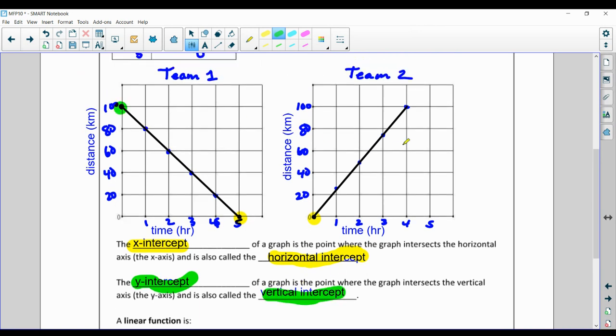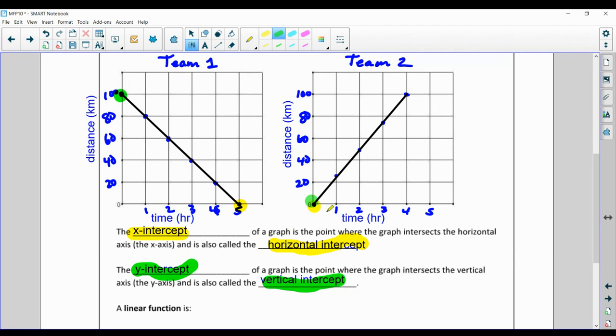So the y-intercept would be the same, actually, on this one. This is the y-axis, and it hits it at 0. So that's an interesting thing about this graph. The y-intercept and the x-intercept happen to be the same. Here, they're different.